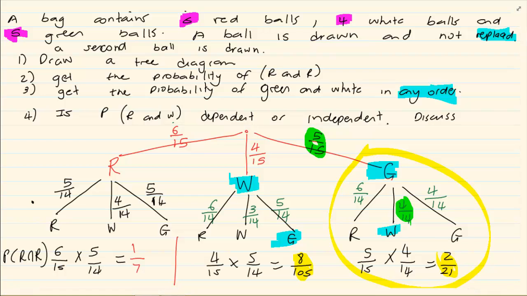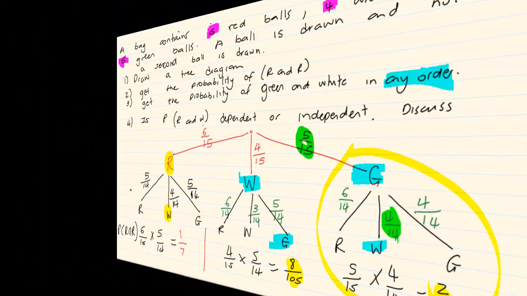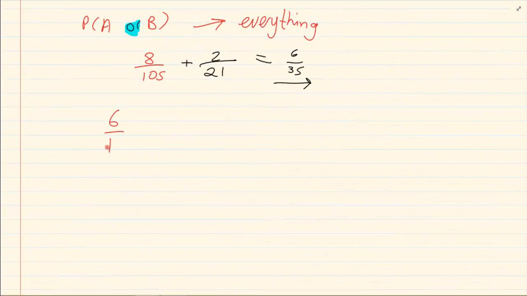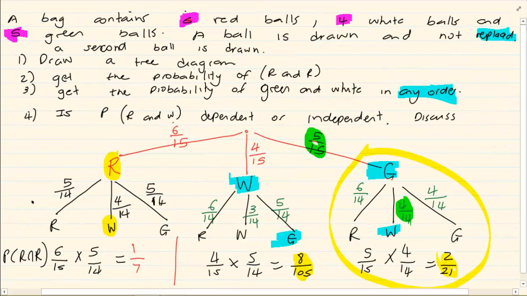Now let's look at the last one. It says, is P of R and W dependent or independent? R and W. So we're looking for red first, then we're looking for W. So R is 6 over 15. That's the probability of R. And the probability of W is 4 over 15. So we know that R is 6 over 15 and white is 4 over 15.